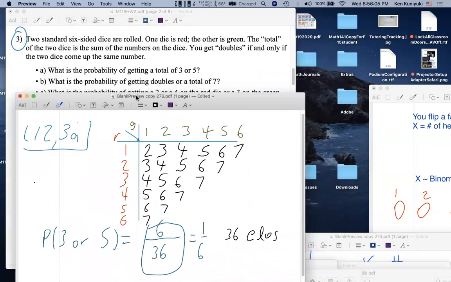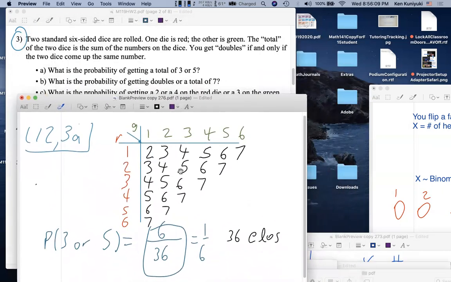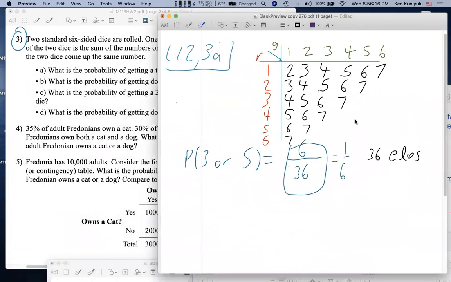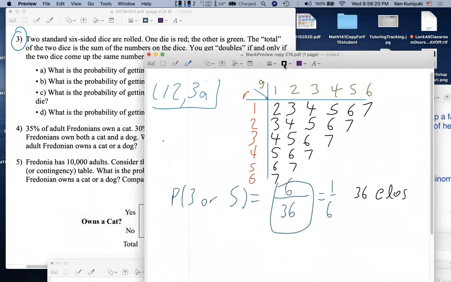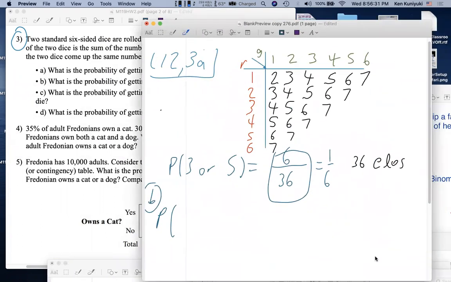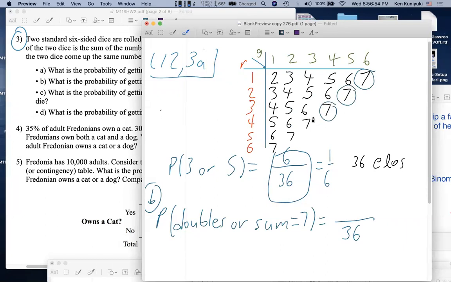All right. So 3B, there are several ways that you can do this. Oh, wait a minute, but then you have doubles. Let's stick with teal because we don't want too many colors, right? So this is B. Probability of getting doubles or a total of 7. Doubles or sum equals 7. All right, brute force. There's 36 equally likely outcomes. Now we have 6 entries for the 7: 1, 2, 3, 4, 5, 6. There are 6 ways to get a sum of 7.